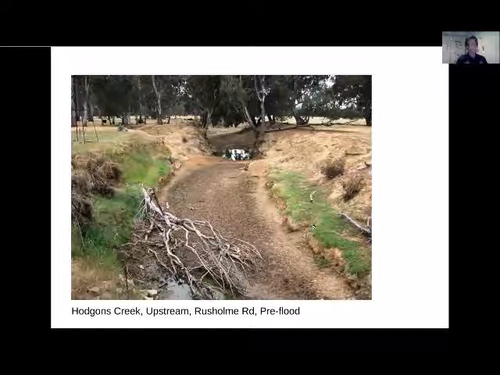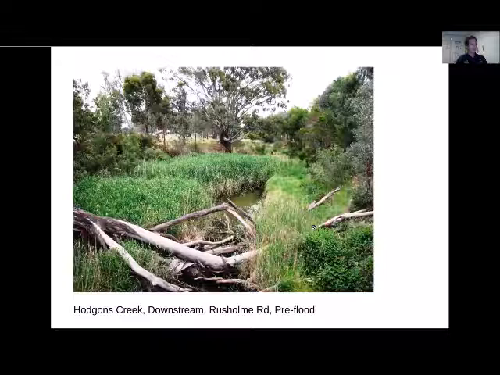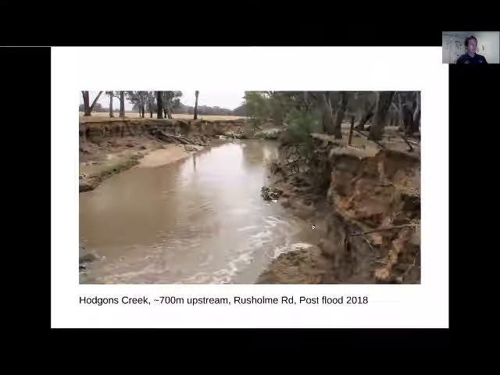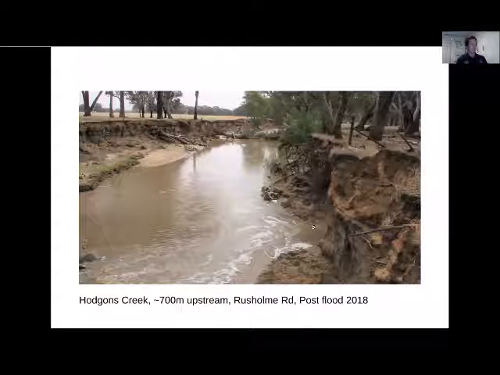These photos are all back to front, sorry. This is a bit further upstream from where that photo was just taken, and you can see just after the flood in 2018, how active that event was. You can see those banks there have been recently eroded, furthering widening. You can't see the deepening, but there's definitely been a widening there, it's obvious.